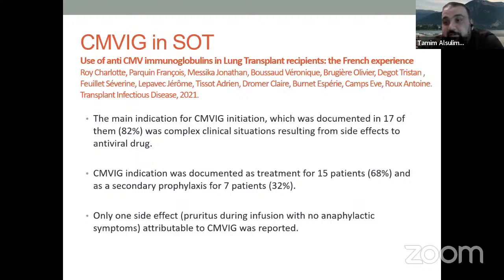I will not talk about CMV IVIG in solid organ transplantation because I'm short of time. But you can see this good article, which is so recent. It was published in 2021, and it illustrates the use of CMV IVIG in solid organ transplantation.